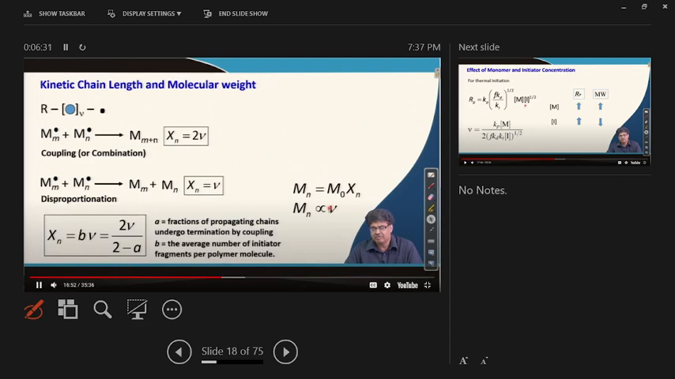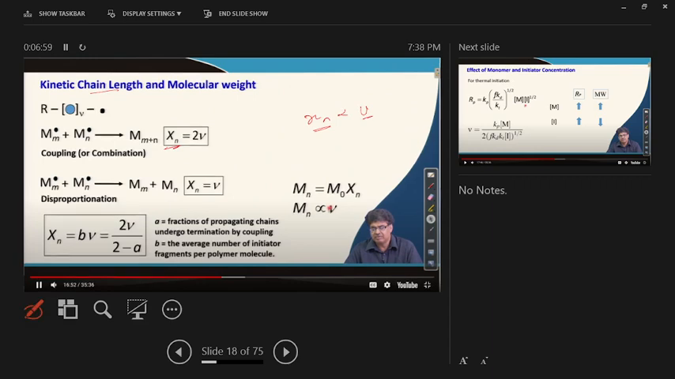Kinetic chain length is a new term which we are discussing, but Xn, the degree of polymerization, we have been discussing for the last two weeks. Degree of polymerization means the extent of polymerization. Obviously it depends on the kinetic chain length. If the chain length is higher, then the degree of polymerization will be higher.